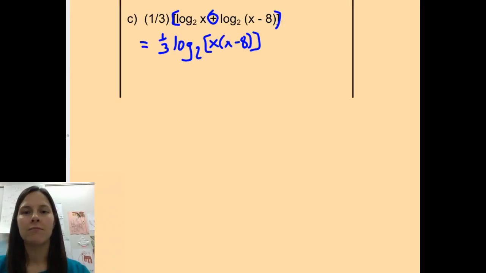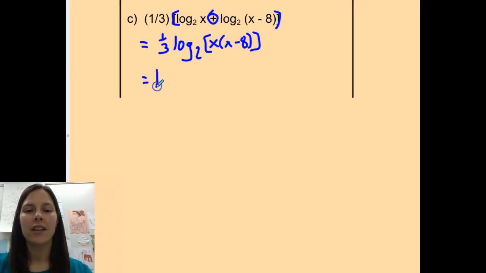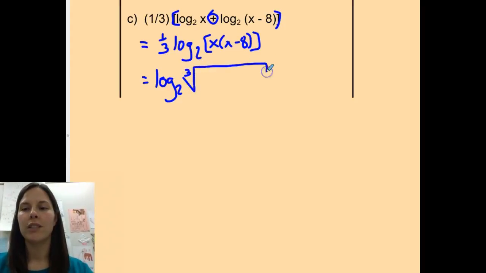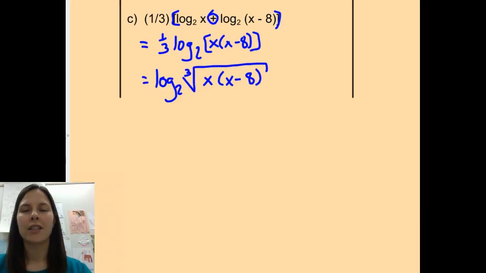Finally, we have that coefficient, so we will take everything that we are taking the log of to the 1/3 power. Another option is to write it as a cube root. Since I'm grouping my x times x minus 8, to me, it looks a little neater to put it as a cube root instead of keeping those brackets there and using the 1/3 power.